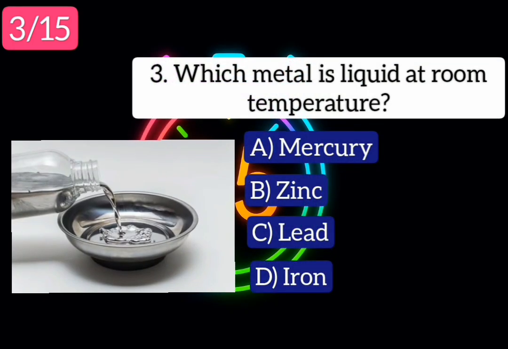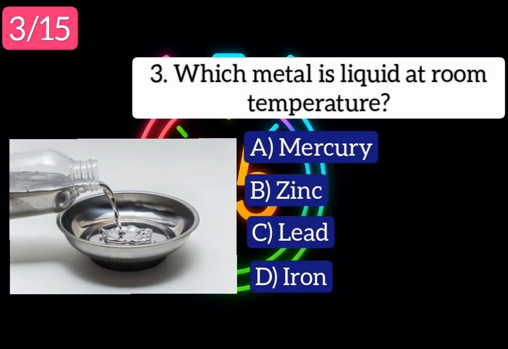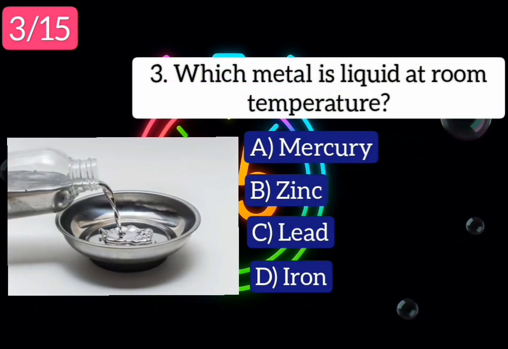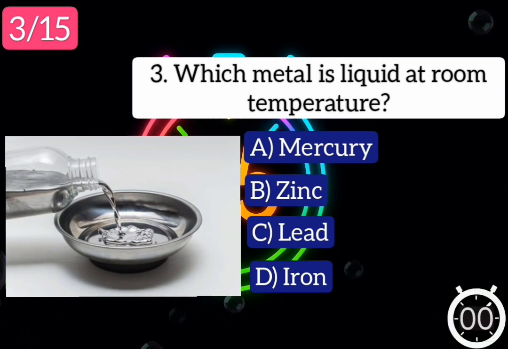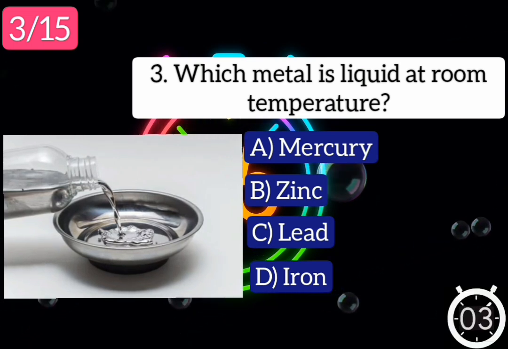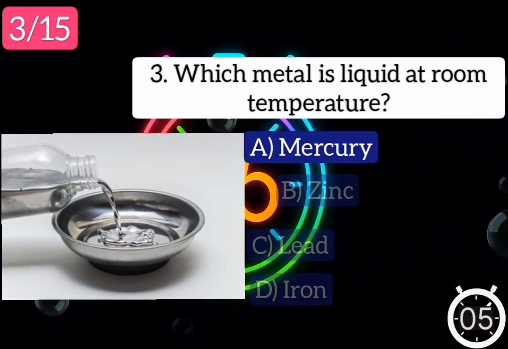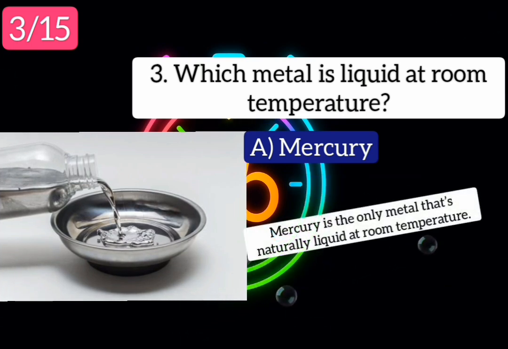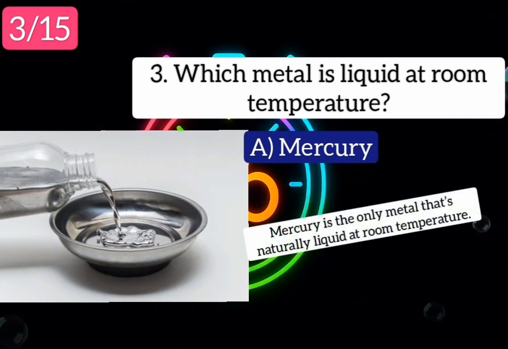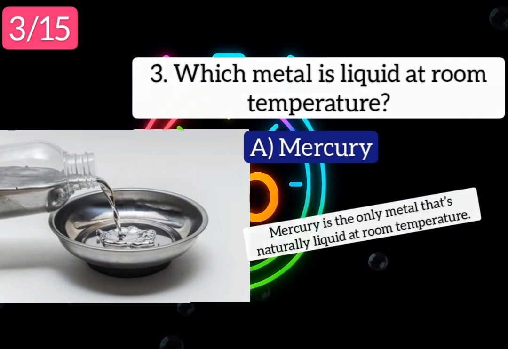Which metal is liquid at room temperature? Mercury, zinc, lead, iron. The answer, mercury. Mercury is the only metal that is naturally liquid at room temperature.